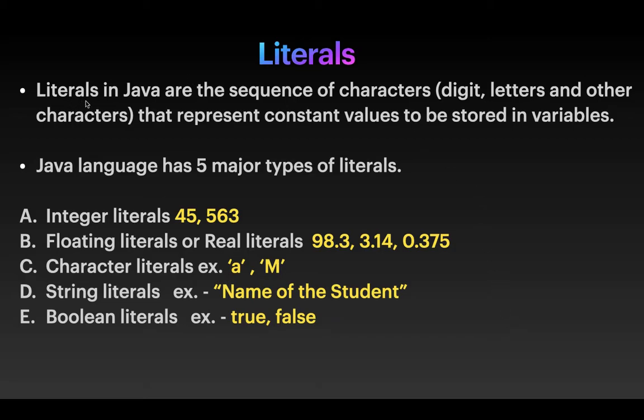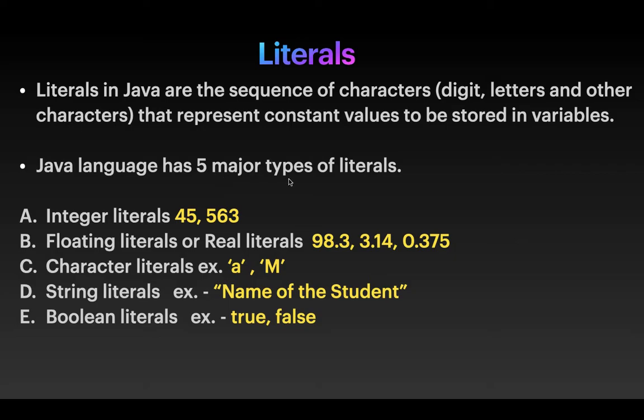Now literals. Literals in Java are also called constants. Please remember, the constant or literal is actually the same thing. Literals in Java are a sequence of characters, which can be digits, letters, or any other characters that represent a constant value to be stored in a variable. So if we give any value to a variable to hold it, that value is called a literal. Let's say if I say int a = 10, in that case the value 10 which is given to variable a is nothing but a literal. In simple language, the values stored by a particular variable are literals.